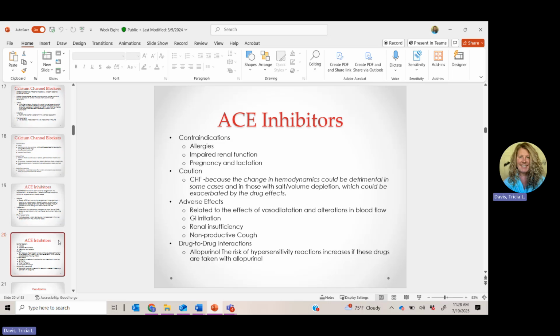So adverse reactions, again, anything related to that change in cardiac output that we're going to see. Sometimes these patients can develop a non-productive cough. If they develop a non-productive cough, we are going to stop giving this medication, okay?